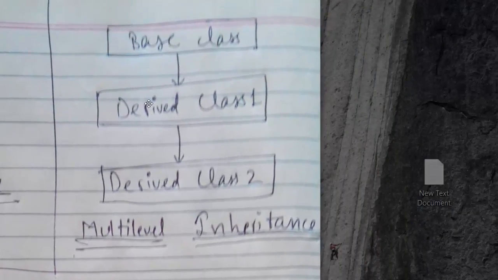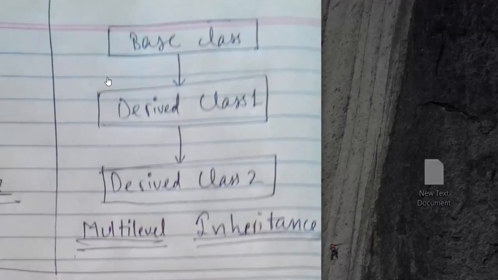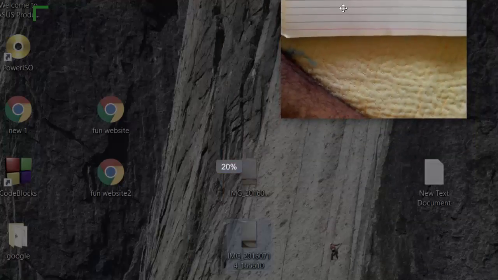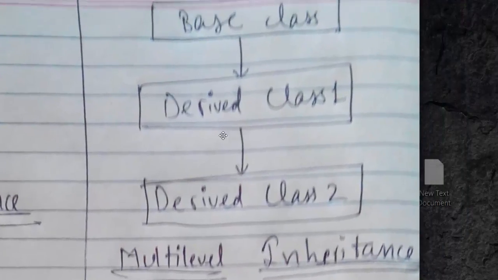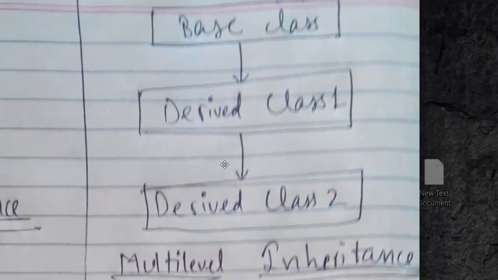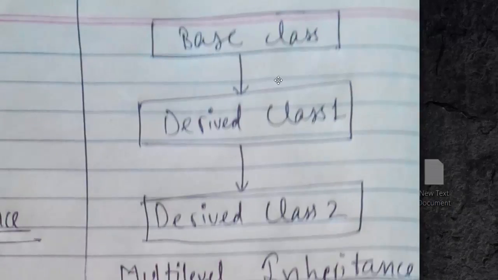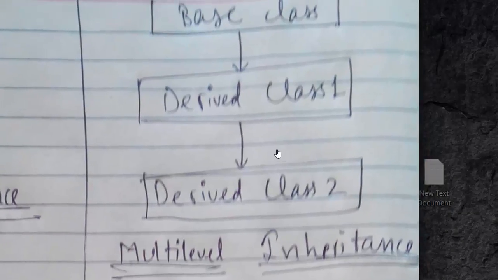This is multi-level inheritance: you inherit from one base class to another derived class, and from that derived class you inherit to another derived class. So this derived class 2 has properties of base class and derived class 1. It includes properties of both classes, and it is called multi-level inheritance.